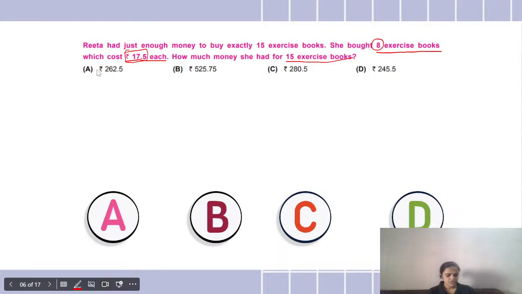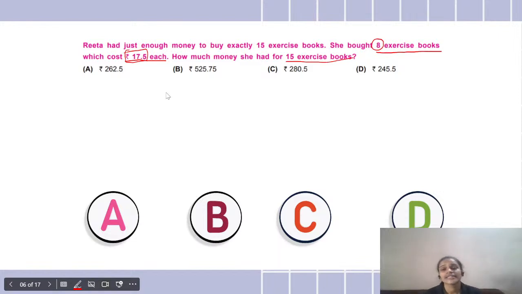Ayushi also says option A. Okay, let's check whether option A is correct, because all of you have given me option A. I hope all of you have calculated and found the answer. आप लोग ने calculation करके answer ढूंढा है.